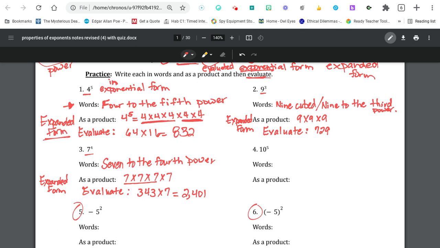All right, let's take a look at number 4. You can pause the video and do number 4 on your own. Don't forget to do the evaluate part on number 4.